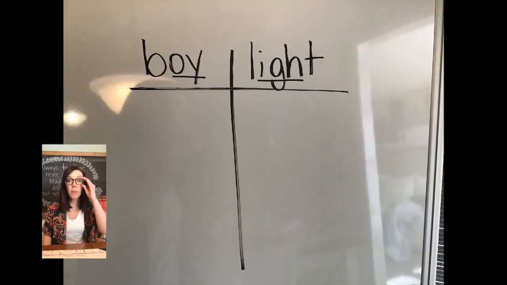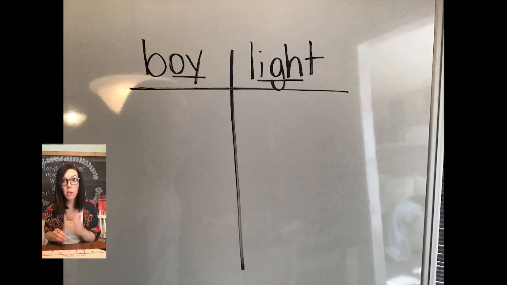All right, so this is called an analogy chart. So what you're going to do is grab a piece of paper, dry erase board, whatever you have to write on, and you're going to make your T-chart just like I've made right here, okay? And you're even going to write the word boy and the word light, one on each side. And then once you've done that, you'll be ready for our lesson.